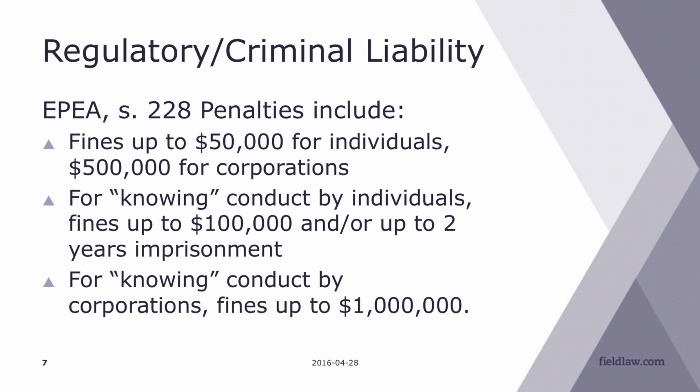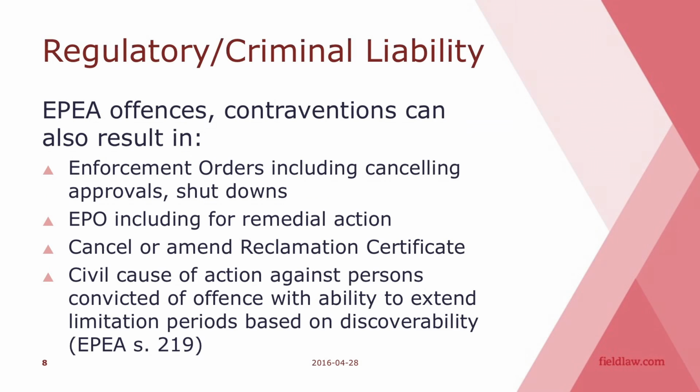Everyone is going to know your name. You don't want that to happen. That's not going to be good for your professional reputation. Compliance bonds, community service, conditions, those kinds of things. This slide just talks about a few other things that can actually be ordered under the EPEA, so enforcement orders, shutdowns, reclamation certificate cancellations, etc. Those kinds of things would be probably implicit in what we've been talking about.